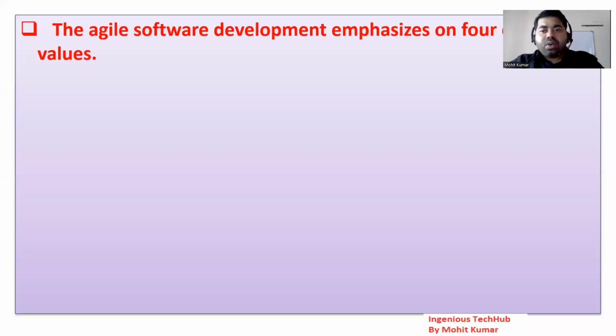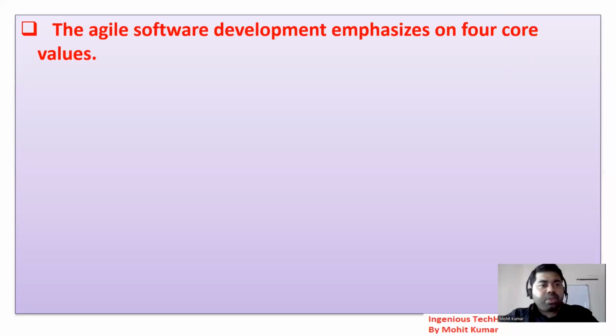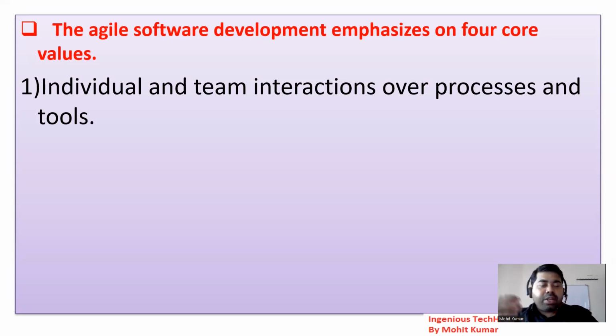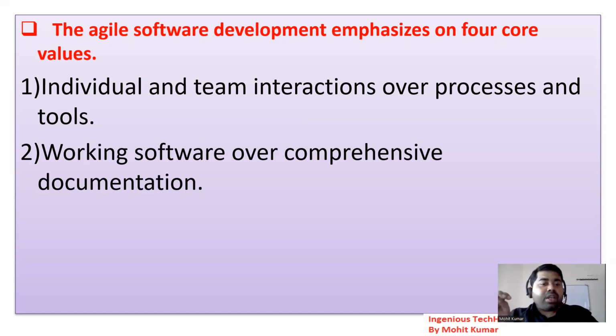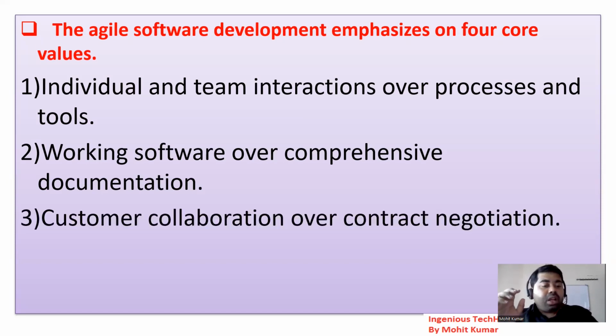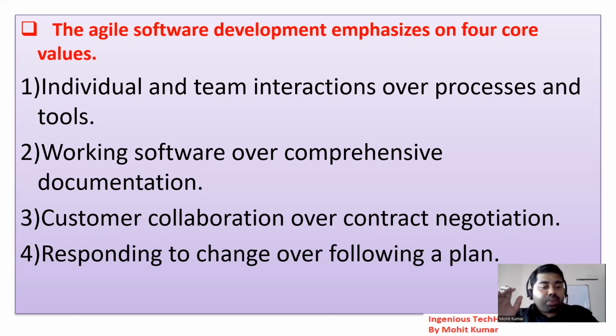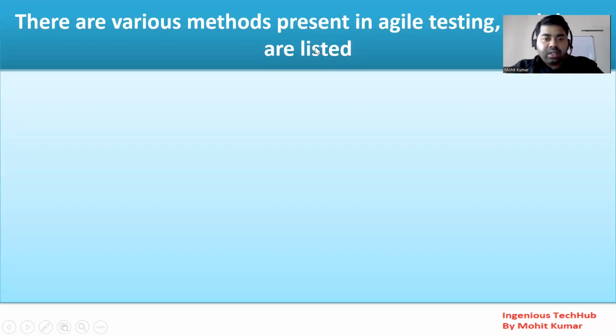Now we have some core values. Agile software development emphasizes four core values. Individuals and team interaction over process and tools. So we are doing that. Working software over comprehensive documentation. Customer collaboration over contract negotiation, and responding to change over following a plan. Okay, so these are the core values of agile.